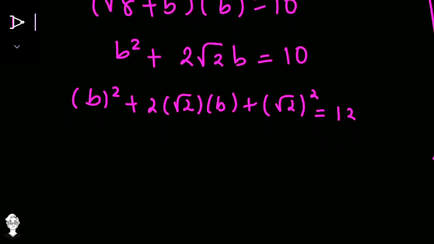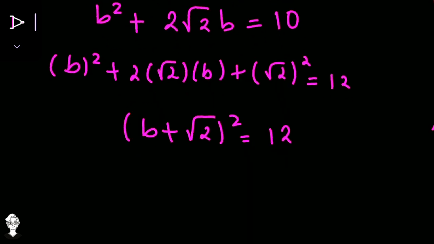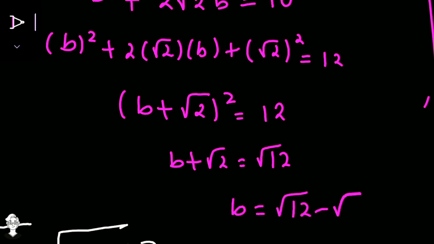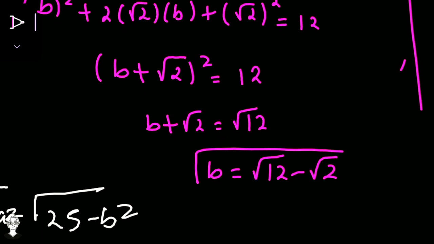Now I can observe over here the identity a square plus 2ab plus b square. So it can be written as a plus b, that is b plus root 2 the whole square, and that is equal to 12. Now I have to take the square root on both sides. So b plus square root of 2 is square root of 12. So I obtain b is equal to square root of 12 minus square root of 2. Yes, this is the value of b.